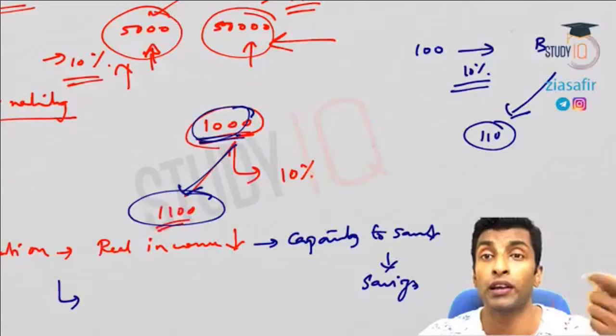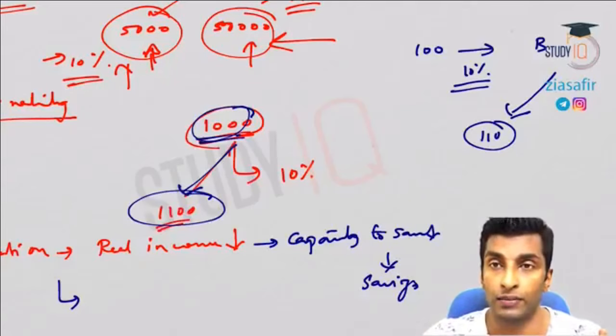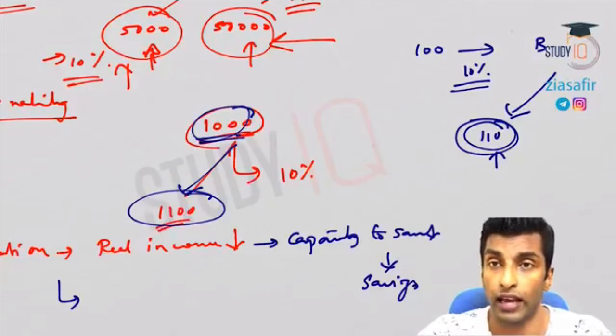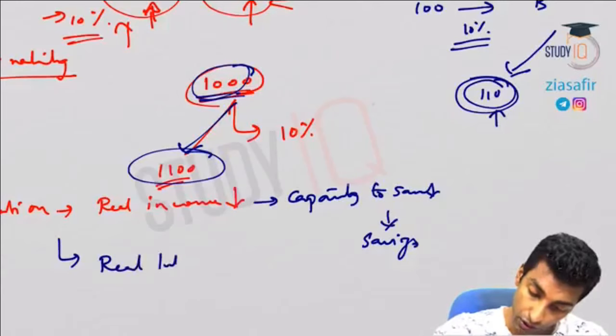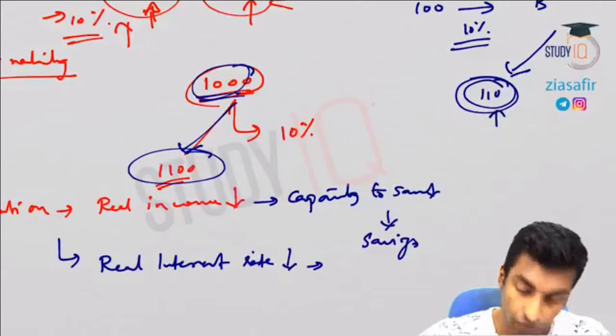So what do you mean by real interest? Real interest is the interest minus inflation. That is the real interest. Okay, so here real interest has actually come down, or real interest is less. So real interest rate decrease. So what will happen?